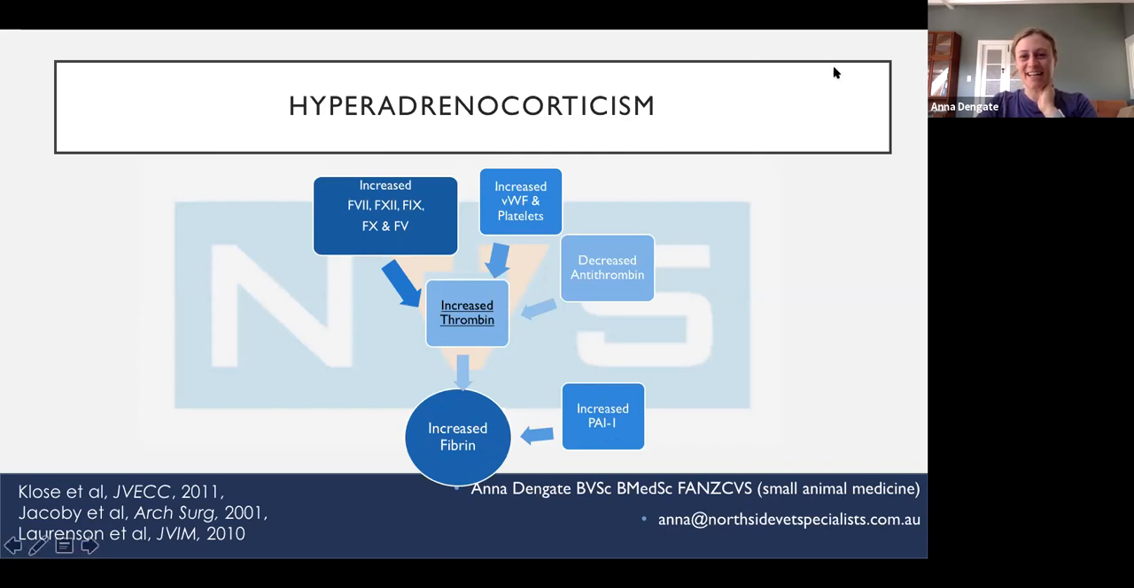Is everyone following? I can't see your faces. Yes? Okay, good. So we've got the triple threat with Cushing's. We've got increased clotting factors, decreased circulating anticoagulants, and decreased fibrinolysis.